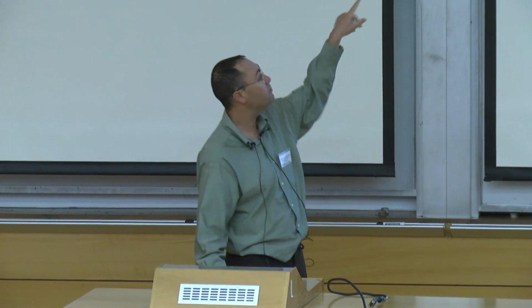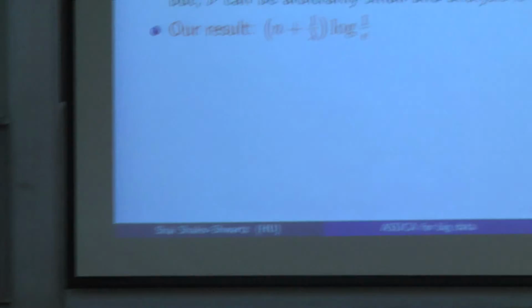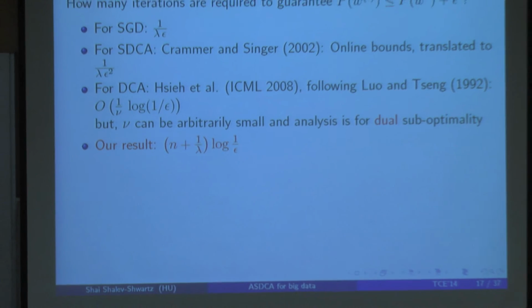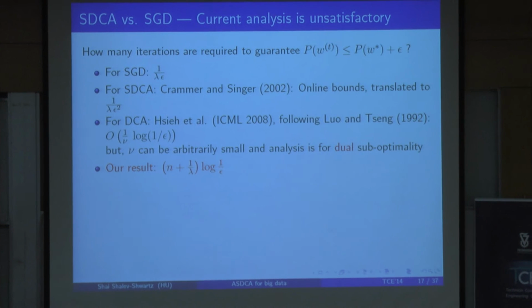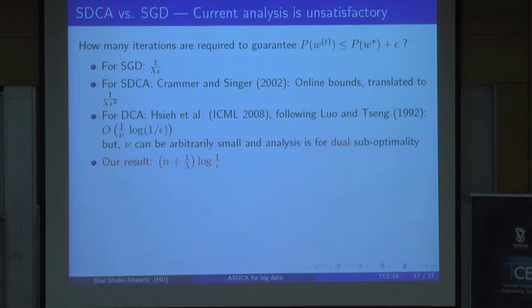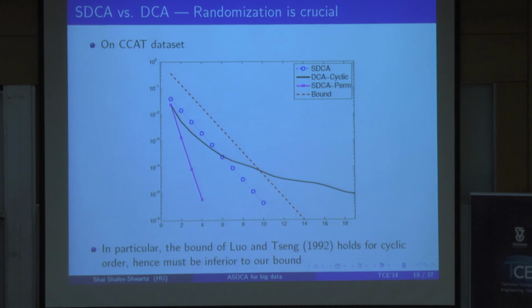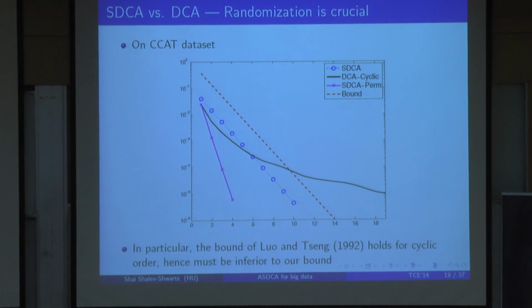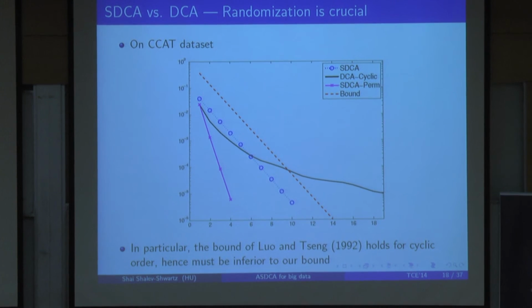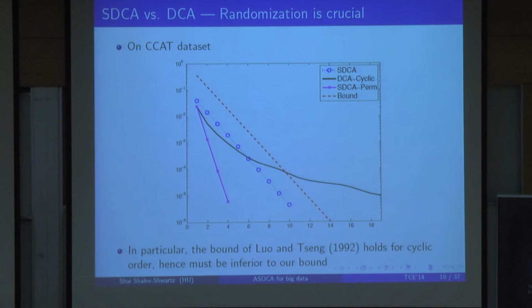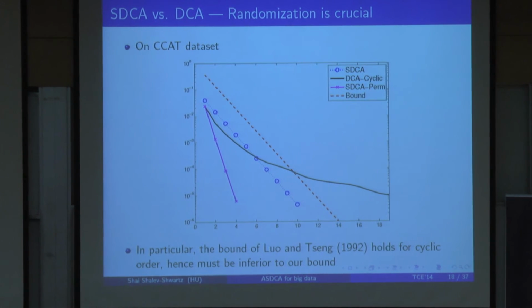Now, the previous analysis of Lu and Tseng that I mentioned here, that has 1 over nu times log 1 over epsilon, works no matter how you choose which dual coordinate to update at each round. So you can do a round-robin choice of parameters. And what you can see in this graph is that if you do a round-robin cyclic order over examples, then the performance is much worse. And in fact, it is worse than our bound.